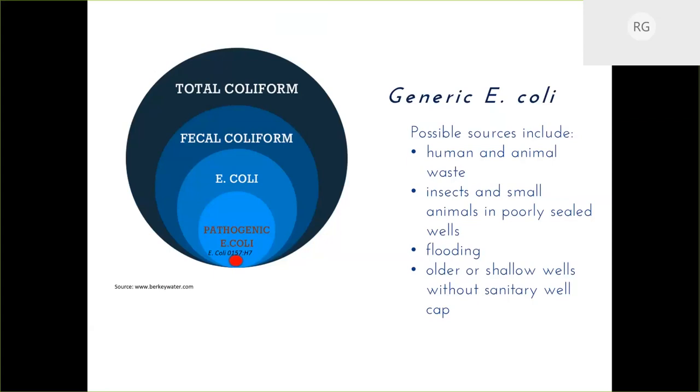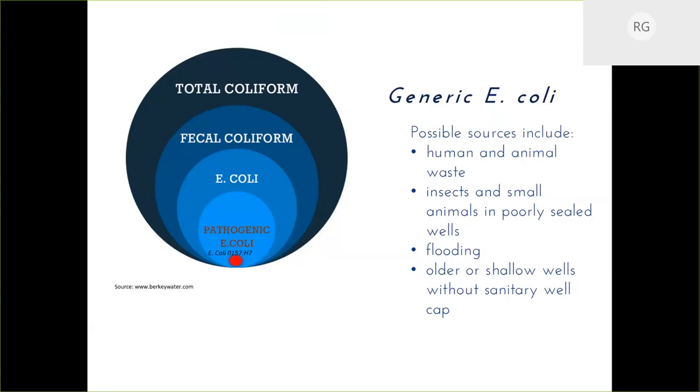And E. coli is part of this larger group of total coliform bacteria. Now, it's really important to note here that FSMA is talking about generic E. coli. So it's that third large circle in the figure that I'm showing. It's quite a large group of bacteria, and not all E. coli are harmful. There is a subgroup of E. coli called pathogenic E. coli that can cause harm, and pathogenic means disease-causing.